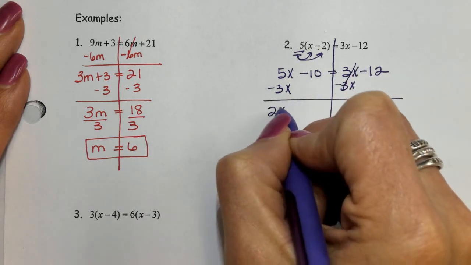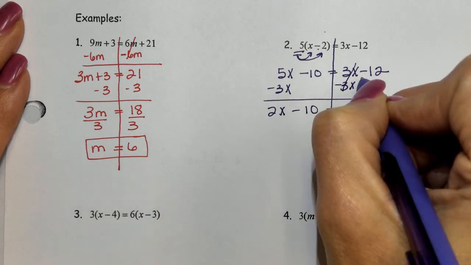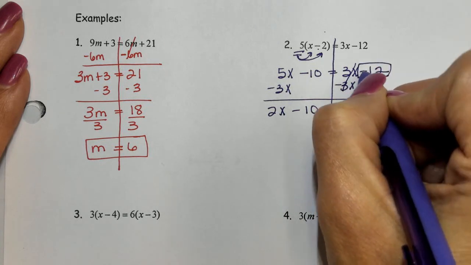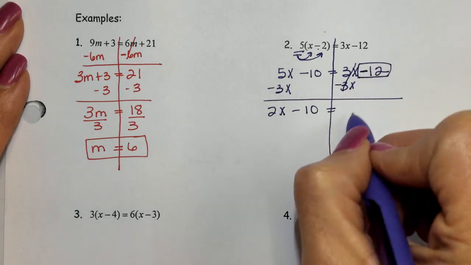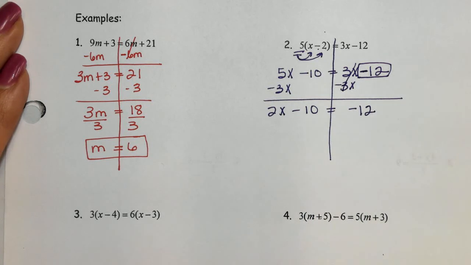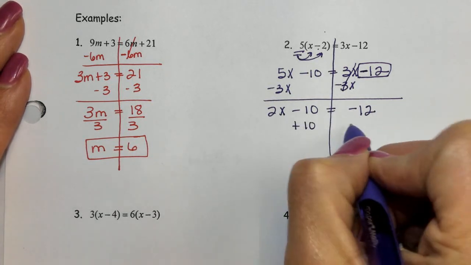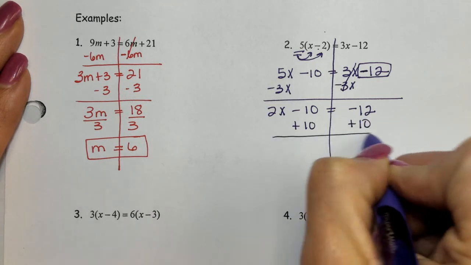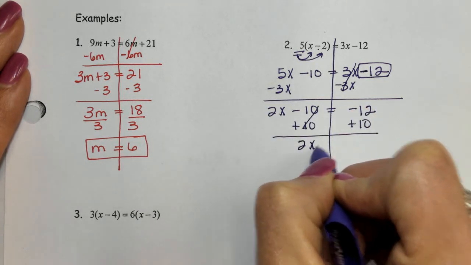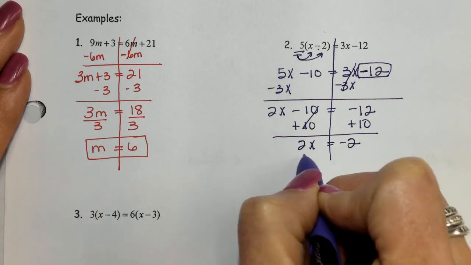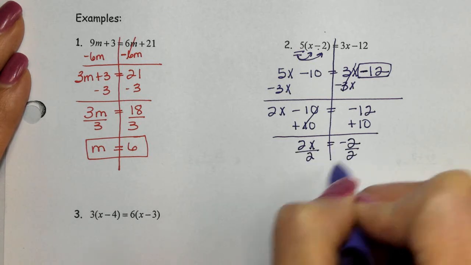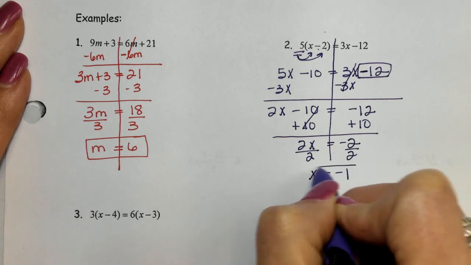So this is 2x minus 10 equals. Now be very careful here. When you bring this down, you have to bring that sign that's with it. It is a negative 12. If you drop that negative sign, you're going to end up with a wrong answer. I need to add 10 to both sides so I can isolate my variable term. That leaves me with 2x equals negative 2. And then I'm going to divide both sides by 2 and get x equals negative 1.